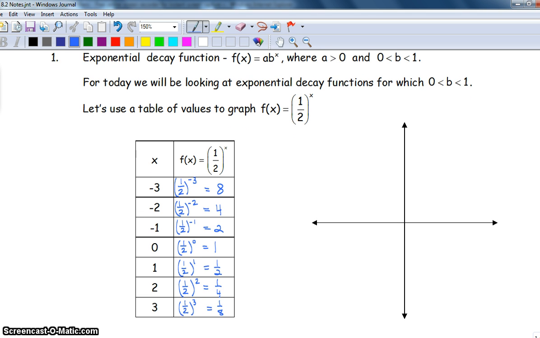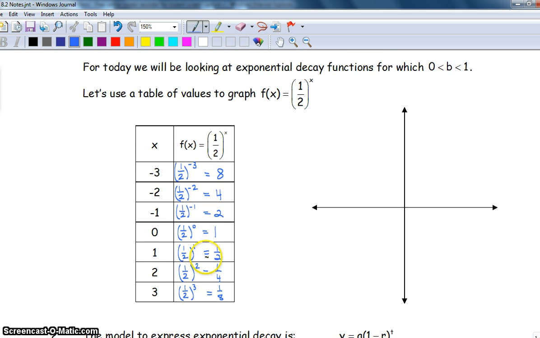Make sure that you know how to raise these fractions to exponents. So make sure that you know how to get all of these values. So we're going to sketch our graph, set up our axes, 3, 4, 5. Our highest number is 8. 1, 2, 3, 4, 5, 6, 7, 8.